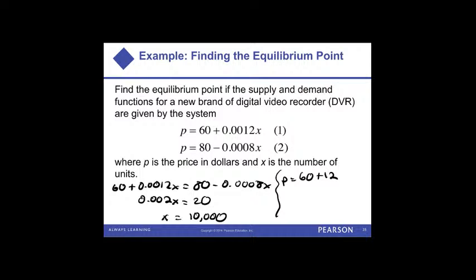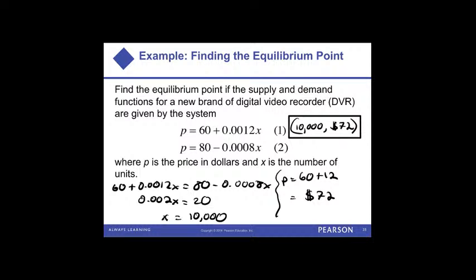So what this is saying is the equilibrium point is going to occur if we produce and sell 10,000 units at $72 each. Okay, 10,000 units at $72 each. Let's do one other thing. We would just want to make sure that this ordered pair works in both equations, that it makes them both true and the same.